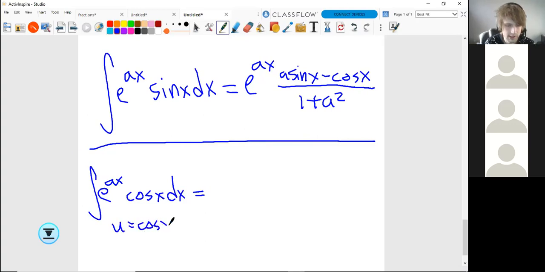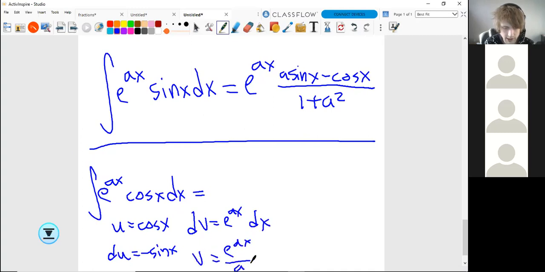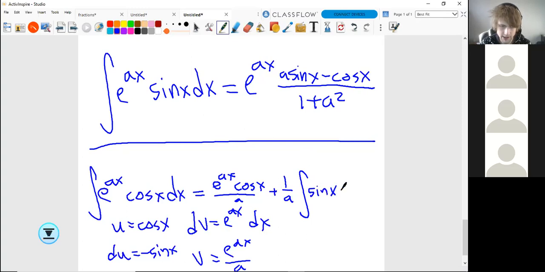u equals cosine x, du equals minus sine of x, dv equals e to the ax dx. So v is equal to e to the ax over a. So this thing is equal to e to the ax cosine x over a minus 1 over a times the integral of, that's minus sine of x, that becomes a plus sine of x, times e to the ax dx.